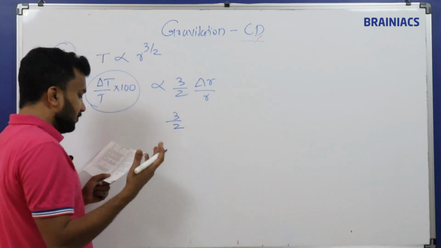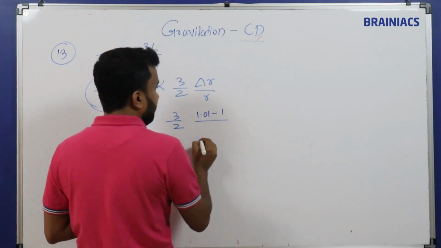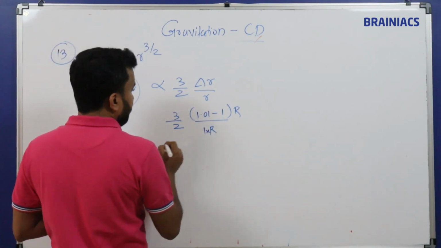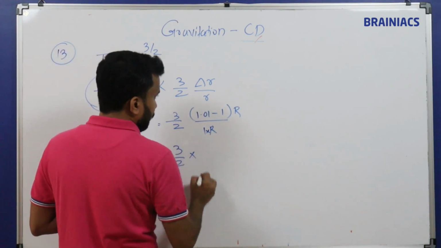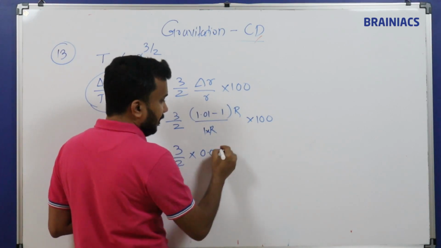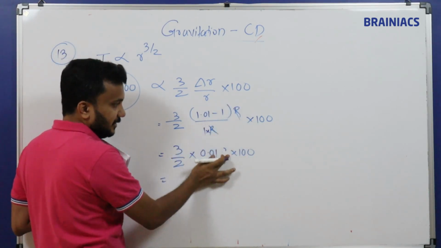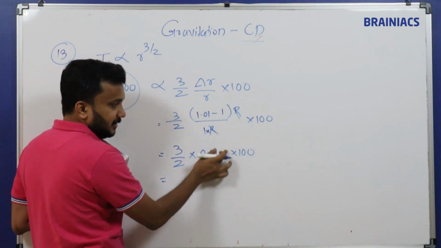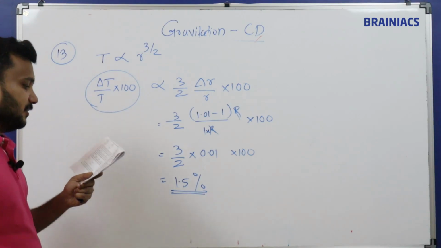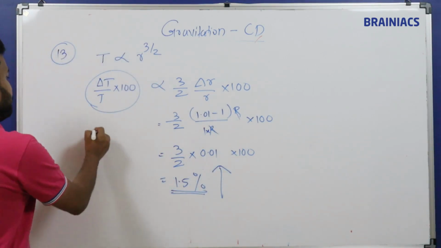So for the time period change, 3 by 2, how much did it increase? From earlier it is 1 R, now it becomes 1.01 R. So 1.01 minus 1, divided by the original R, which means 1 R. Then 3 by 2 into this into 100, the percentage error. So this is 0.01 R into 100, divided by R. This R and this R will get cancelled. 0.01 into 100 means 1. 1 into 3 by 2 means 1.5%. Is it increased or decreased? It is increased because both are directly proportional. So 1.5% increased. Option A is the right answer.